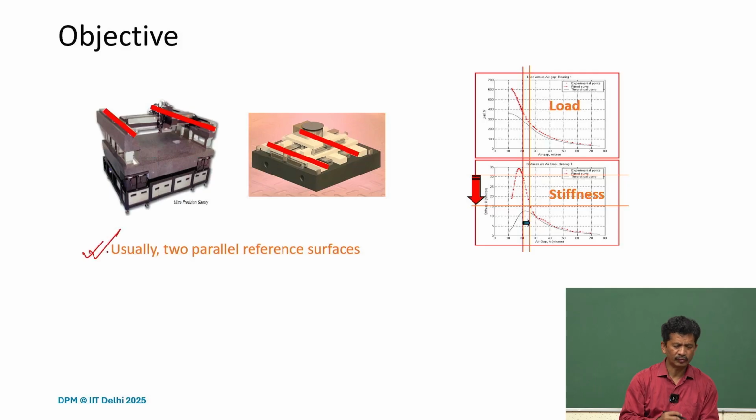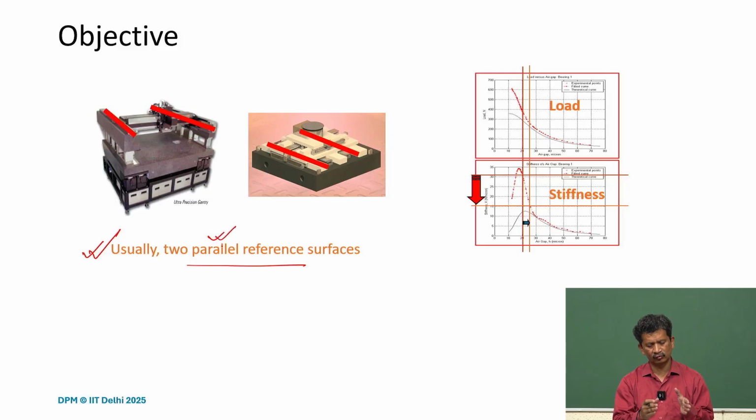Usually in most designs there are two parallel reference surfaces. So we try to make them flat and as straight as possible, and we use them as a guide or as a reference. So there are two parallel surfaces. How do we maintain that parallelism and how do we achieve it?